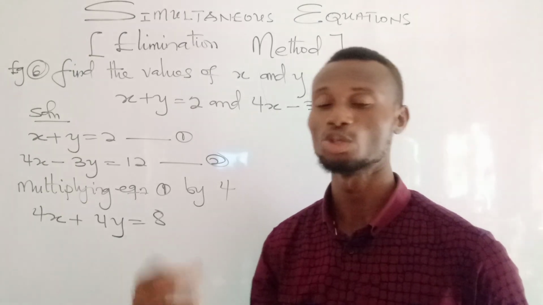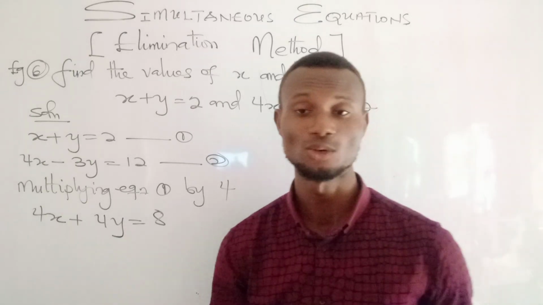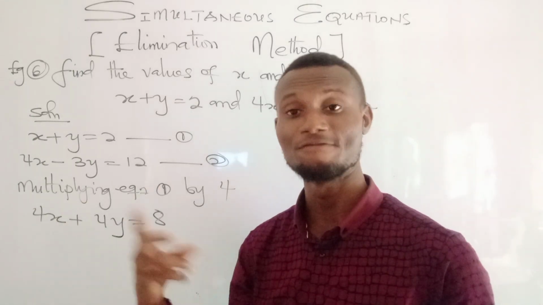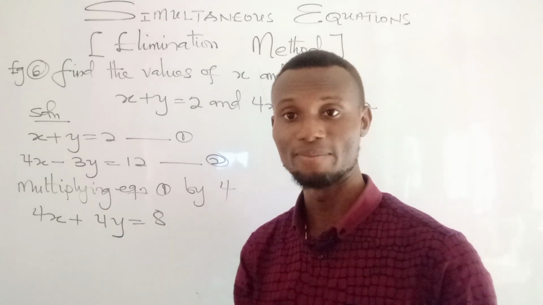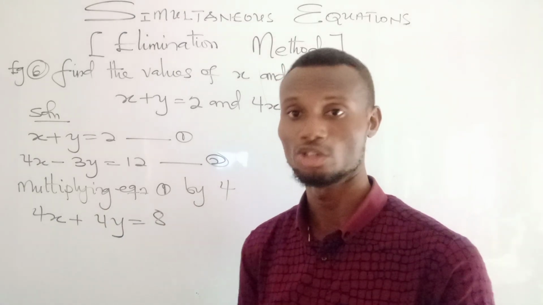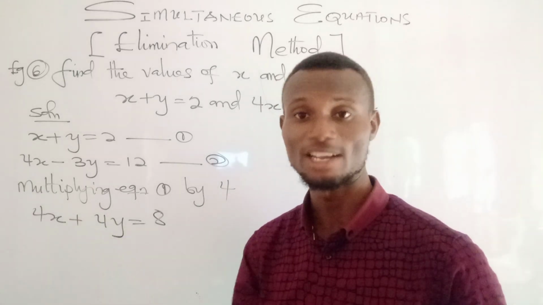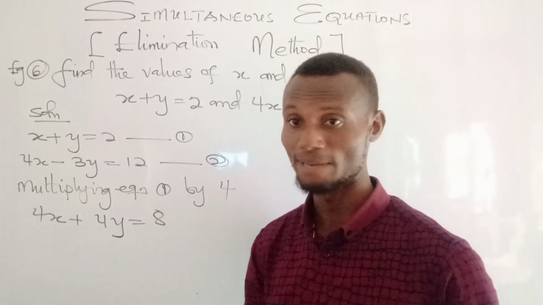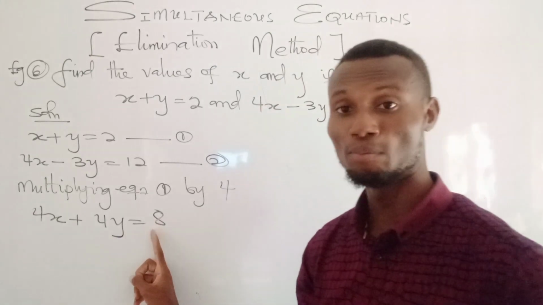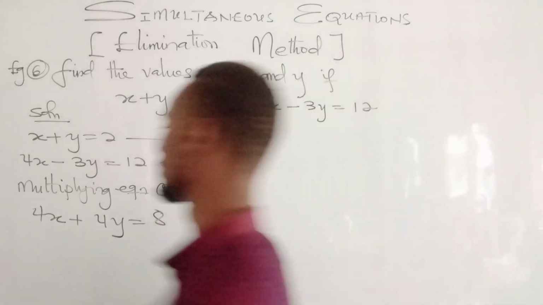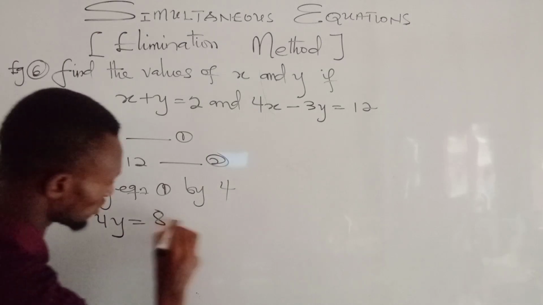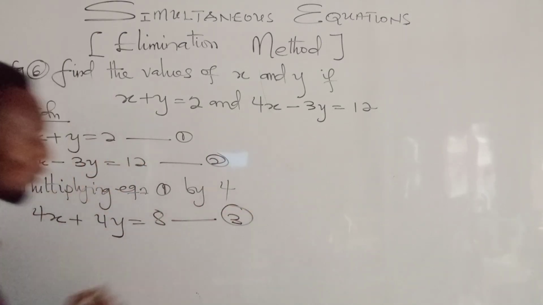Then we can now go through the elimination process, because until the coefficients of the variable that you want to eliminate are the same, you cannot go through the elimination process. So you have to make sure that the coefficients of the variable that you want to eliminate are the same. I'm now going to label this one as equation 3, so that we don't get confused.